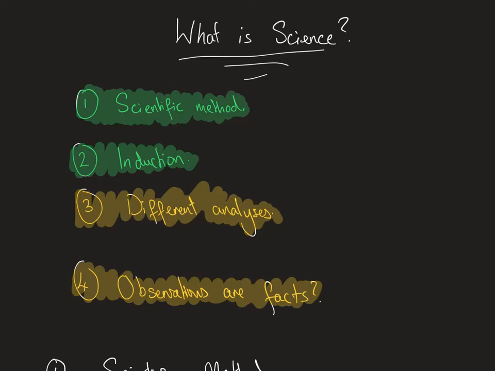So I want to put this into two parts. So part one, we'll talk about what the scientific method is. So this will be this video, and what induction is. And then in the next episode, part two, we'll talk about something called differential analysis, and then also observations are facts, question mark. But the first one I'm going to do is what science is in terms of the scientific method, and then we're also going to look at induction. So without further ado, let's make a start.